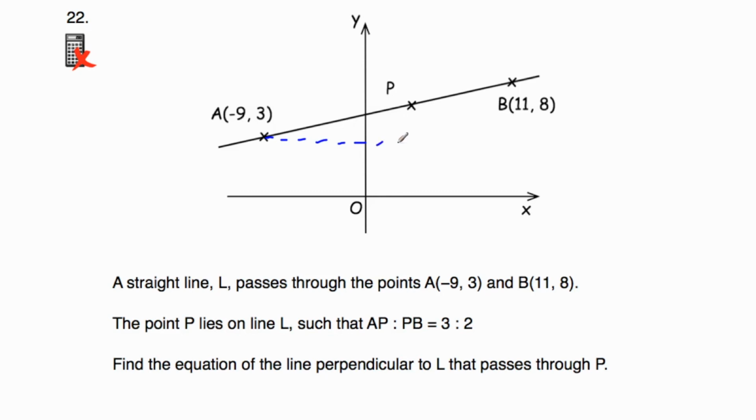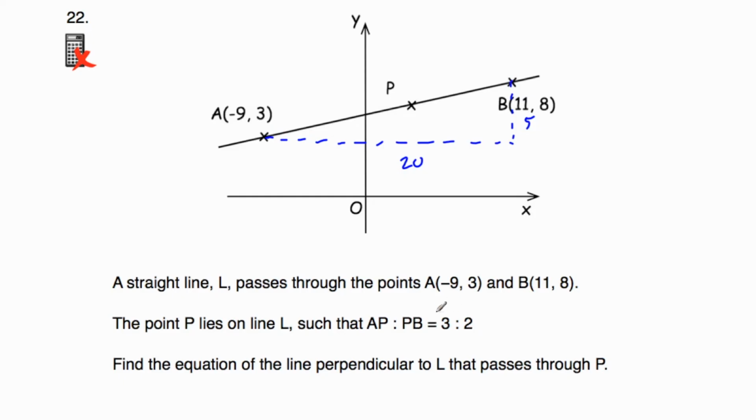If we went from A to B, we'd be going across horizontally to begin with and then up. We'd be going across from -9 all the way to 11, so we'd be going across 20. And then we're going from a height of 3 up to 8, so we're going up 5. So we know to get from A to B, we would go across 20 and up 5.